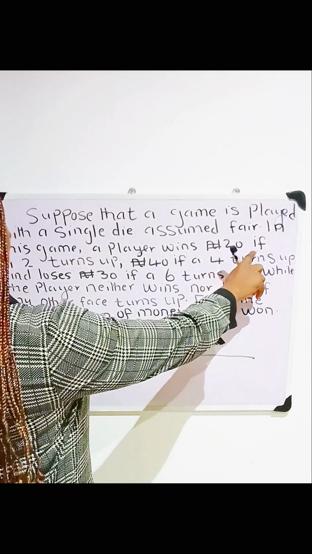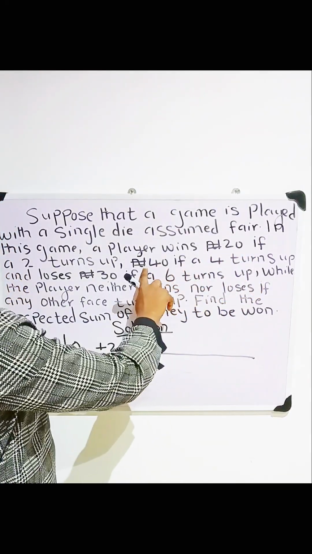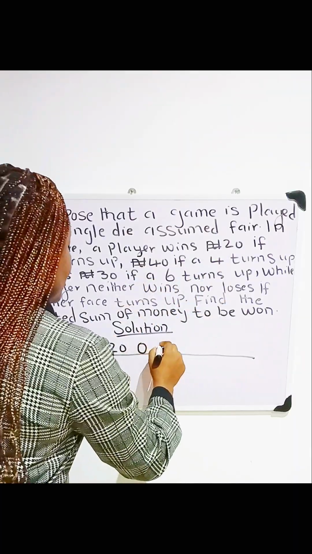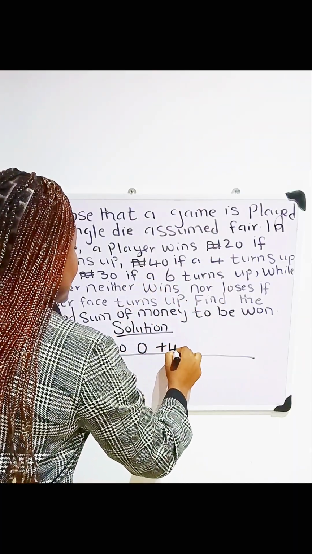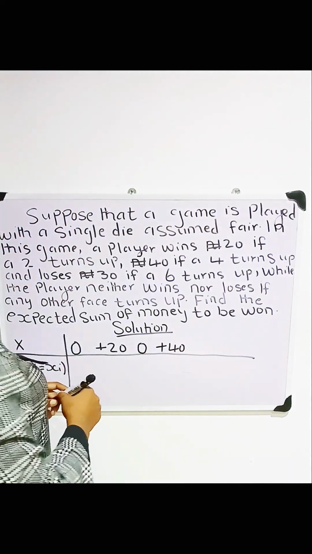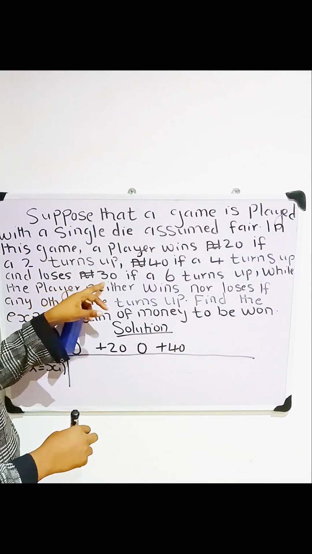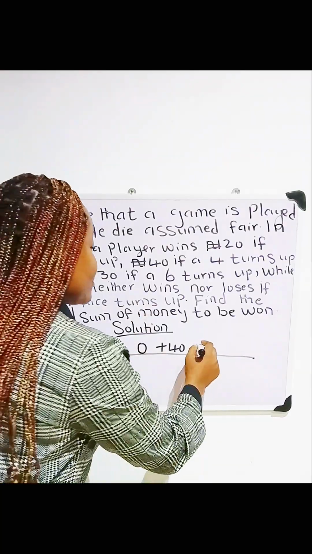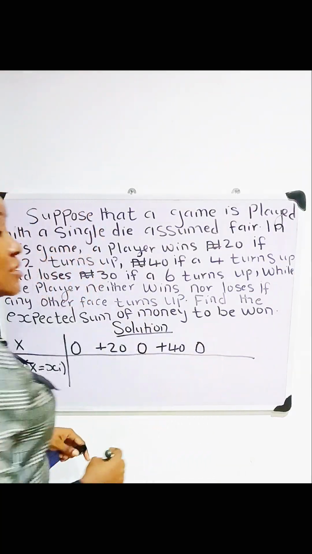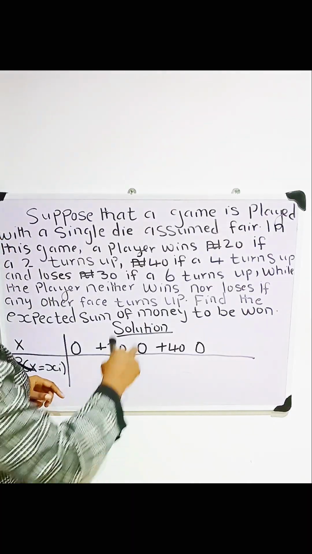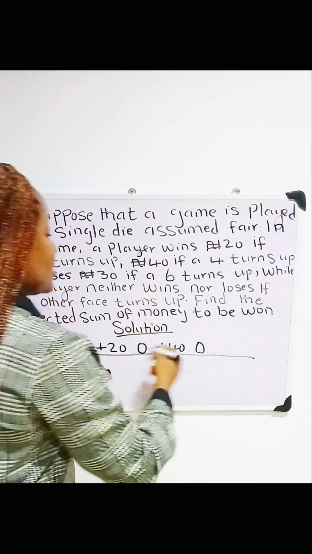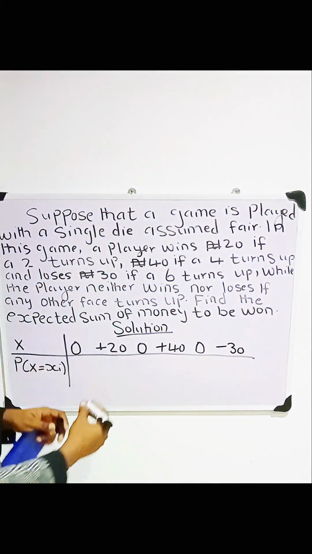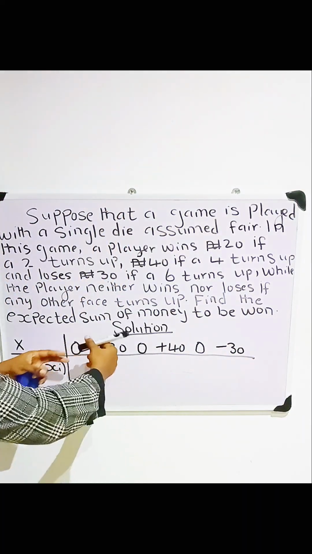So when a 4 comes up, they said here that he wins 40 naira if a 4 turns up. So in place of 4, we put plus 40. And then he loses 30 naira if a 6 turns up. So we have 1, 2, 3, 4. When a 5 turns up, it's going to be a 0 because he neither wins nor loses. And then obviously when a 6 turns up, he loses 30 naira. So we'll do minus 30. So let's relate probabilities to each of these values.